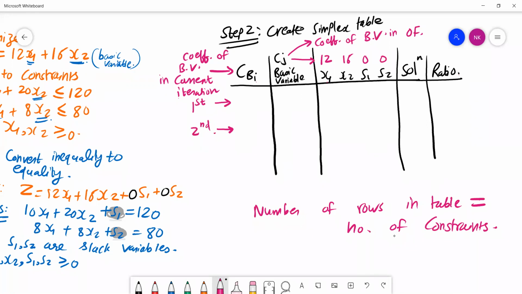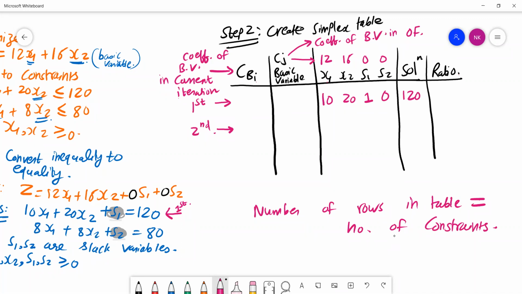So just fill up all the coefficients corresponding to the first constraint. So what is the first constraint? This one is the first constraint: 10x1 plus 20x2 plus s1 equal to 120. So in the column of x1, just write 10. In the column of x2, just write 20. In the column of s1, just write 1. Why? Because s1 has the coefficient 1 in the first constraint. And the coefficient of s2 is 0 because we are not having that slack variable s2. The solution is nothing but our answer, so it's equal to 120.